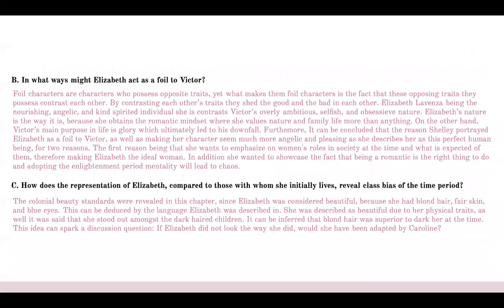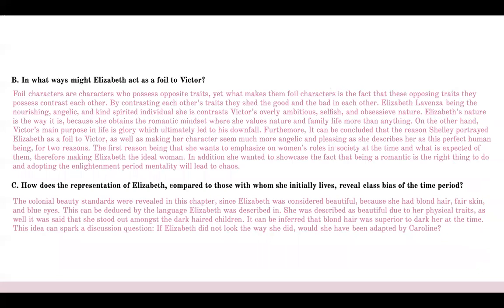Elizabeth Lavenza, being the nourishing, angelic, and kind-spirited individual she is, contrasts Victor's overly ambitious, selfish, and obsessive nature. Elizabeth's nature is the way it is because she obtains a romantic mindset where she values nature and family life more than anything. On the other hand, Victor's main purpose in life is glory, which ultimately led to his downfall.